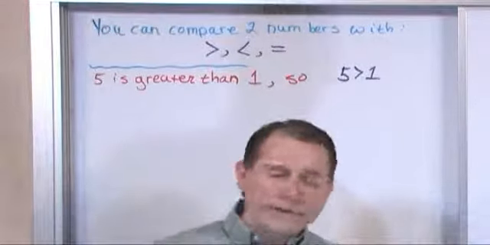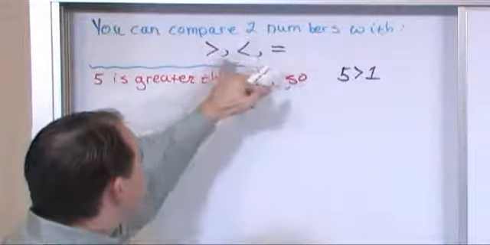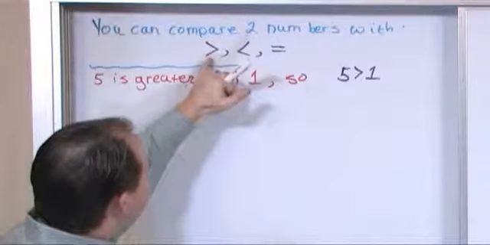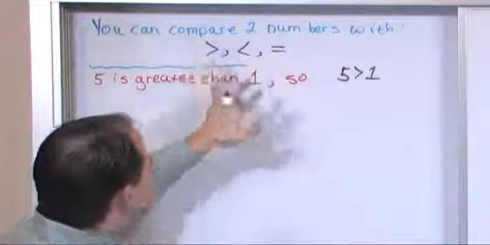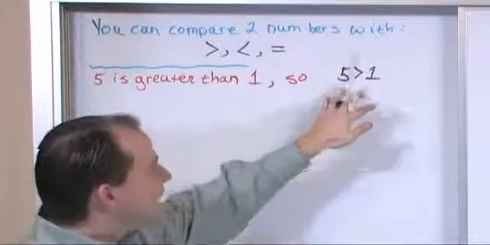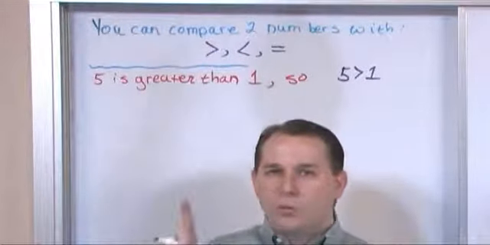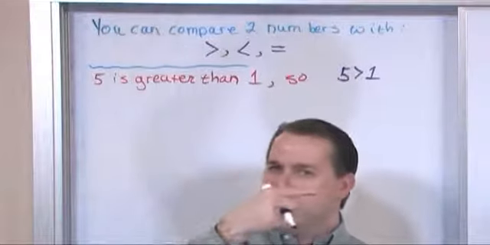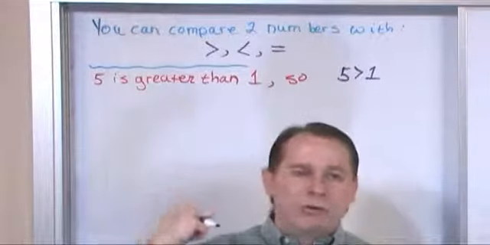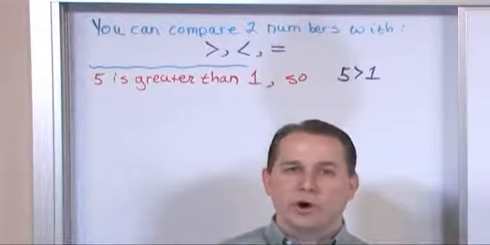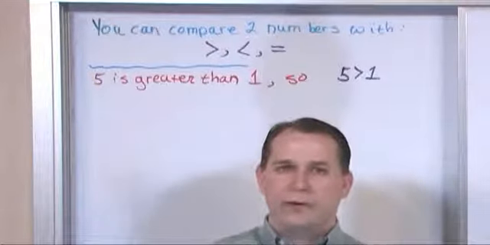Always, always, always. A lot of people think of it as, oh, it's this symbol or it's this symbol, so which one do I use? Don't think of it like that. Just think of it as an arrow. It's one symbol. The arrow can either point this way or it can point that way. And the arrow always points to the smaller number. That's the way it works.